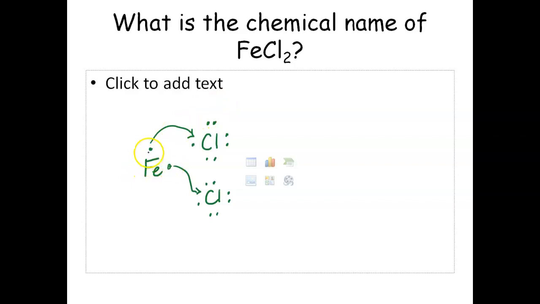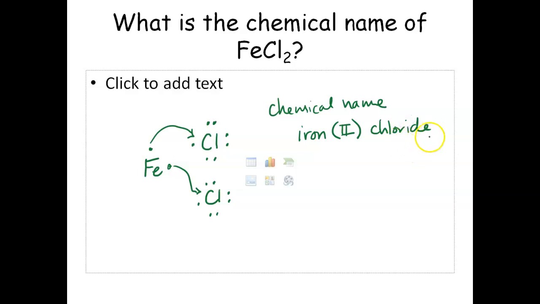So knowing that iron has 2 valence electrons, I can now give it the chemical name of iron, and then it has 2 valence electrons, so I give it the Roman numeral 2, chloride. Remember, you always have an -ide ending. Okay, let's try one more.